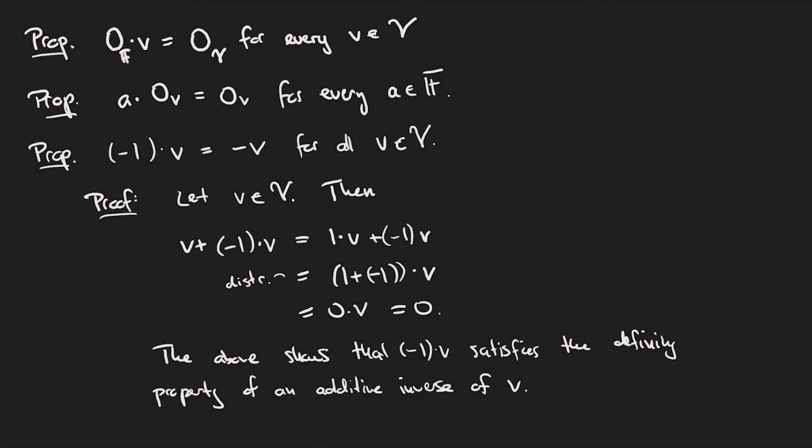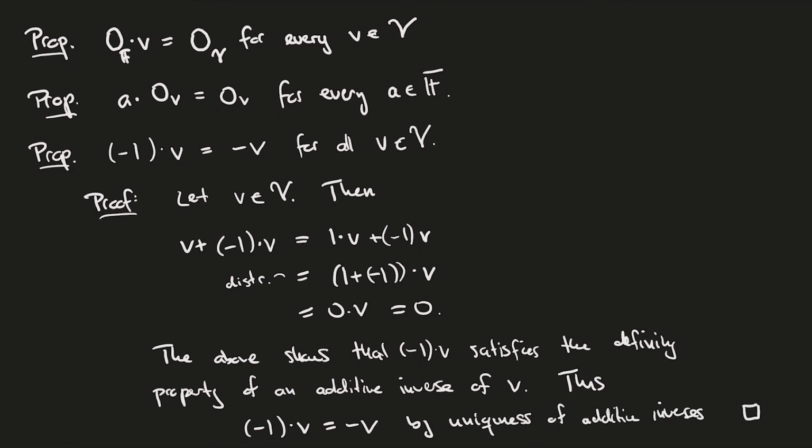But we also saw that additive inverses of v are unique. So since minus v is also an additive inverse of v, we have that minus v has to equal minus 1 times v. And this proves the proposition.